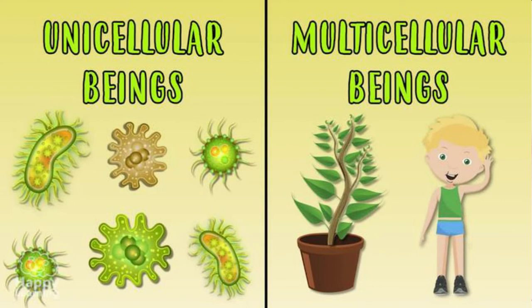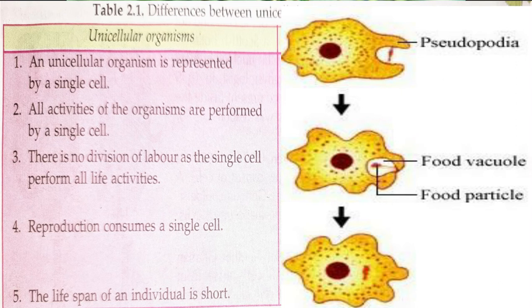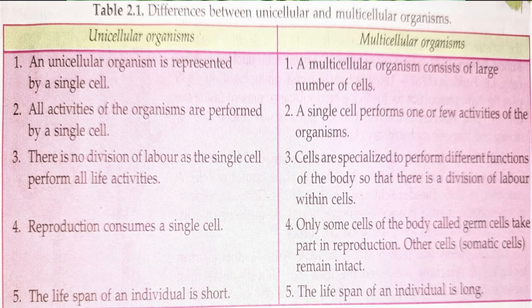Another difference is that all activities of the organism are performed by a single cell in unicellular organisms. So obviously they have one cell, and inside that one cell, all the activities keep going to keep the unicellular organism alive. Suppose nutrition is there, then egestion or excretion, then respiration. All will be done in the single cell. Whereas in a multicellular organism, a single cell performs one or a few activities of the organism.